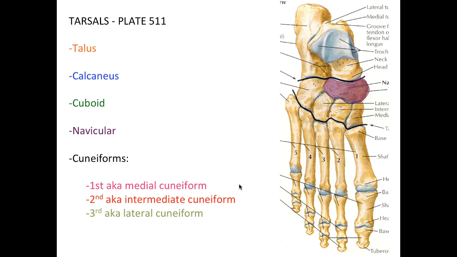Your cuneiforms were named based on location. So you have your medial cuneiform, also known as your first, because it's lined up with your first metatarsal or first digit. Then we have your intermediate cuneiform or second cuneiform, and lastly your third cuneiform or lateral cuneiform. And the word cuneiform means wedge. So you'll see in the anatomy lab that this superior surface or dorsal surface, dorsum of the foot, is going to be wider than the plantar surface of your foot. So it's kind of like a door wedge here.